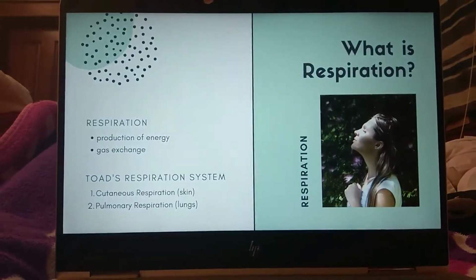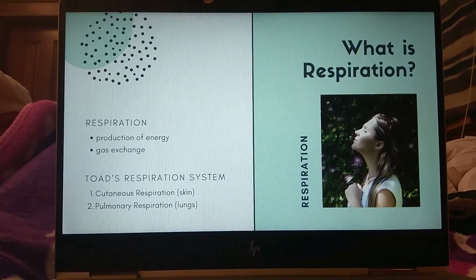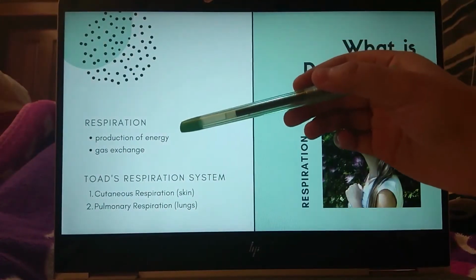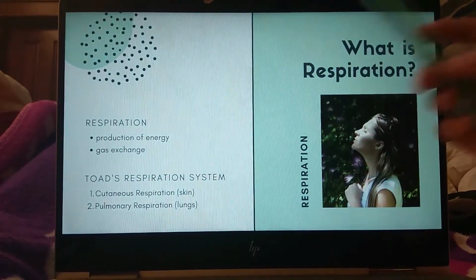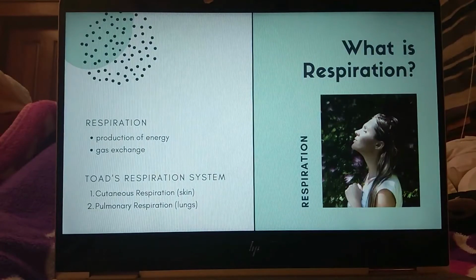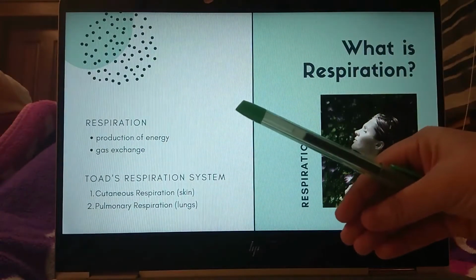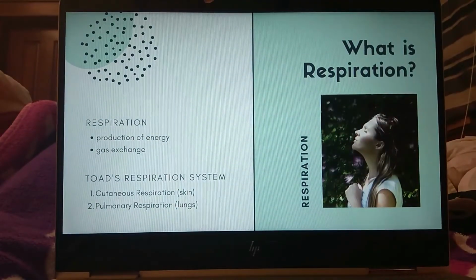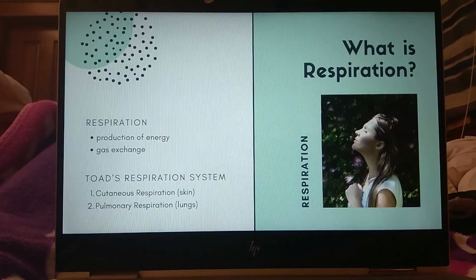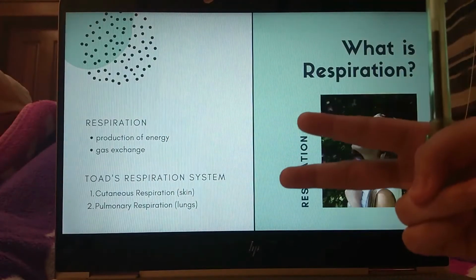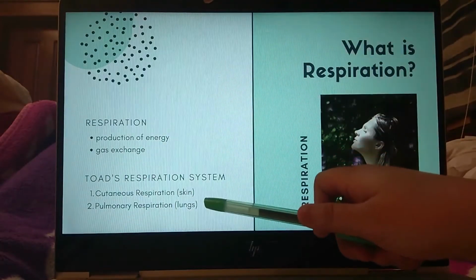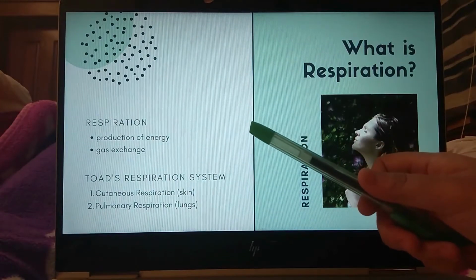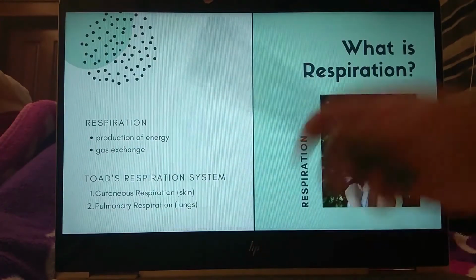So what is respiration? Respiration is largely a chemical process that occurs within an individual for the production of energy, and the respiration process occurs through gaseous exchange. Through inhalation, oxygen is taken in, and through exhalation, carbon dioxide is released. When it comes to the toad's respiratory system, they are capable of exchanging gases with the external environment through either of two respiratory surfaces, the skin and the lungs. So they can perform either cutaneous respiration or pulmonary respiration.